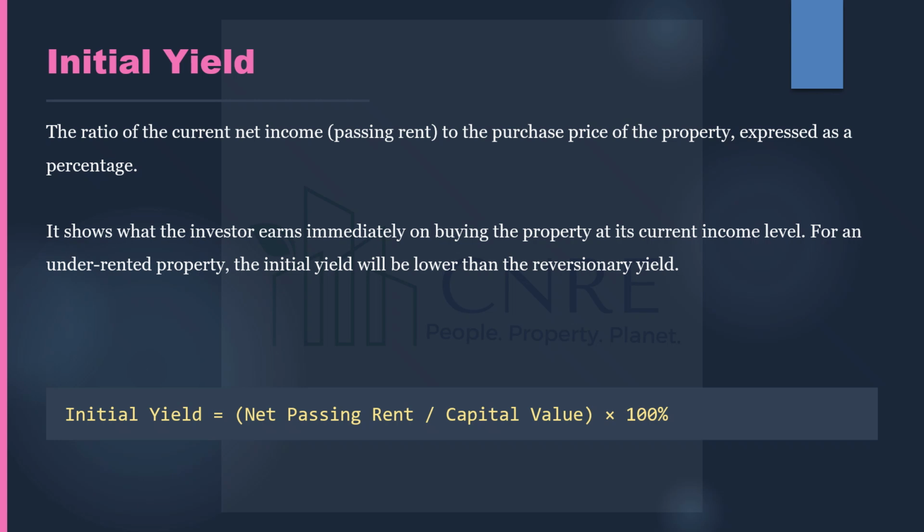So the initial yield is the ratio of the net passing rent to the capital value, and it's a reflection of what the investor earns on buying a property at the current income level, at what the rent is now. So that is as against what the market rent is. It's a true reflection of the yield of the investor.